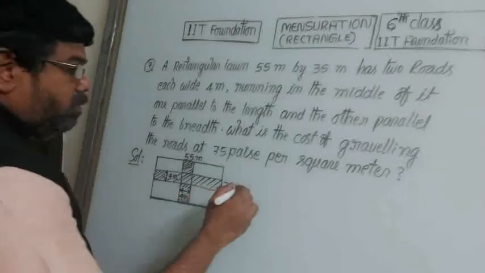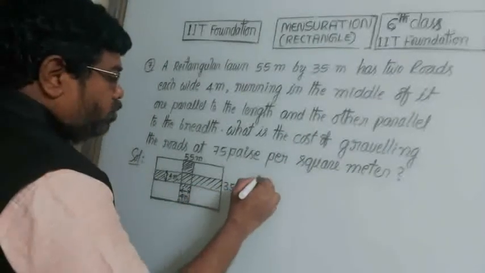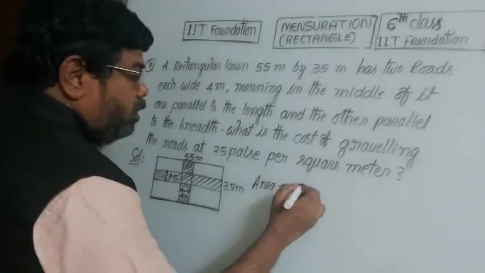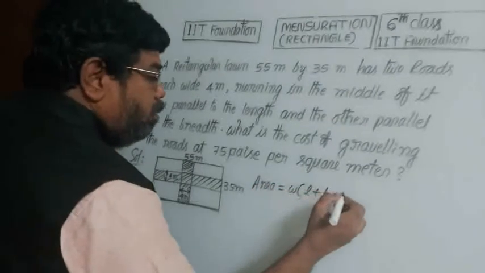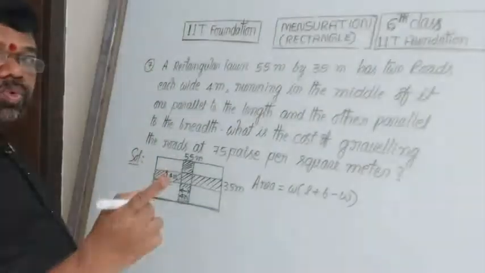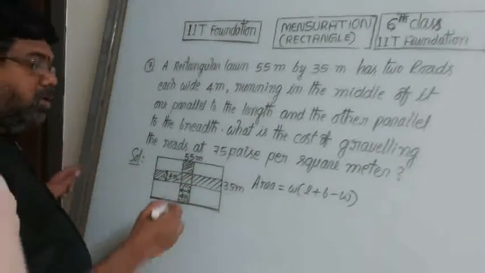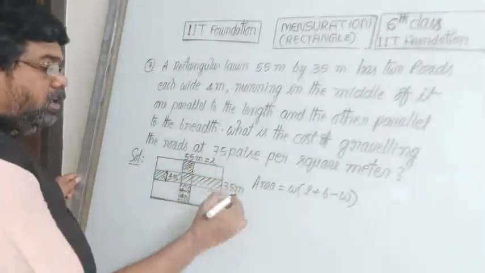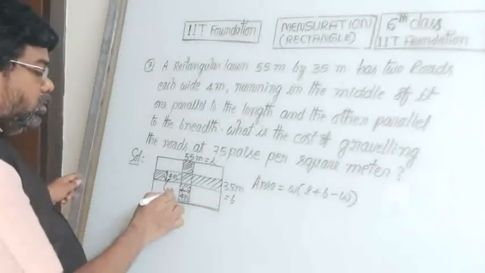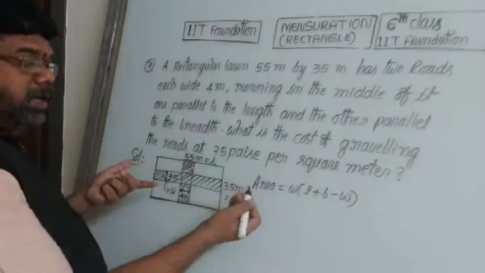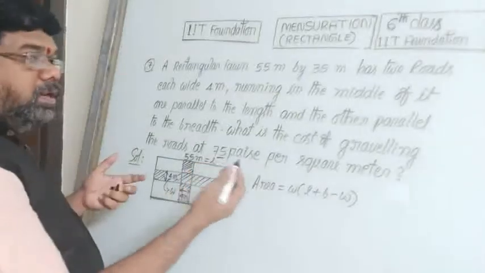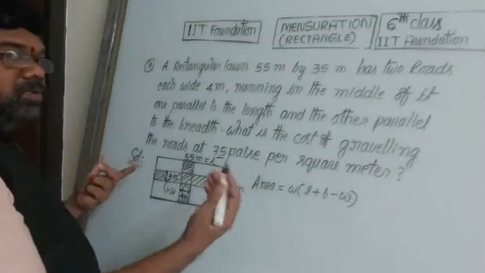What is the formula for area of two roads? Already I discussed with you: W into (L plus B minus W). That is the area of two roads formula. Here it is L, B, and W, where W is 4 meters. We have everything. Once we find the area, we know how many square meters. For one square meter it is 75 paise, so multiply by 75 paise to get the cost.